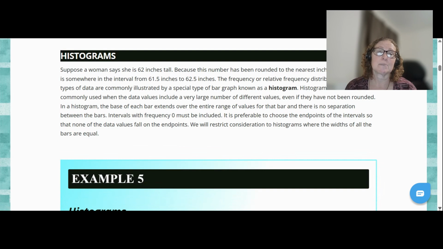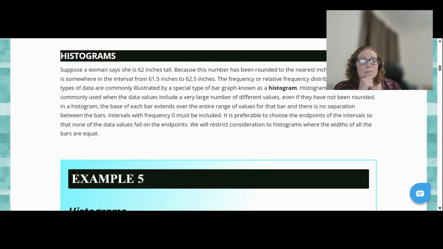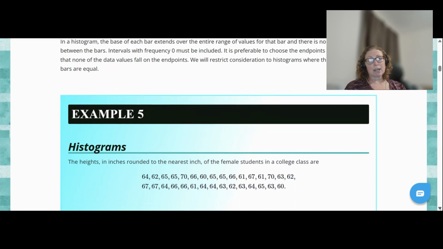The next type of graph is kind of like a bar graph. It's a special bar graph called a histogram. In a histogram, we are using the frequency and relative frequency. And like we talked about with the grouping, if we have a large number of values, then this tends to help out a bit in your depiction of your data.